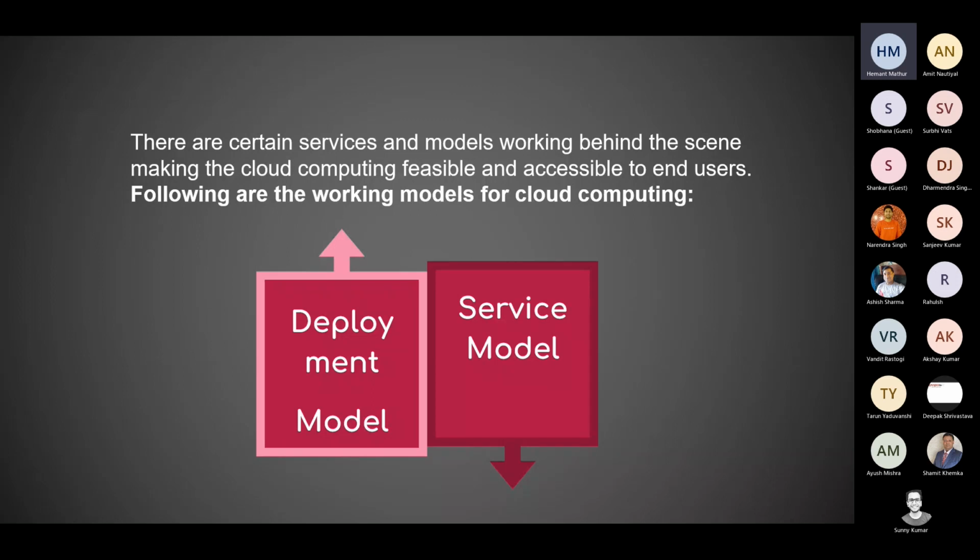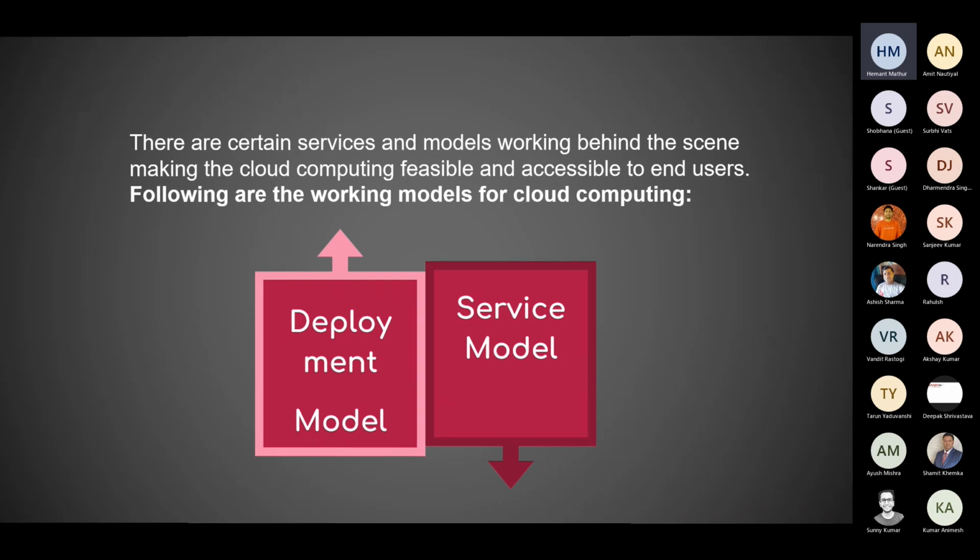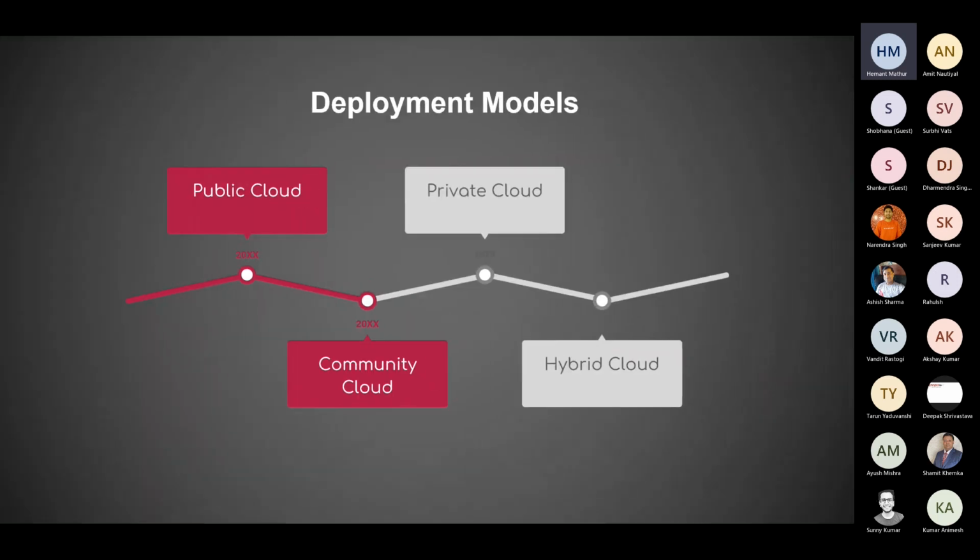So these are the two models that I was talking about, the PaaS, SaaS, and IaaS. These are the deployment model and the service model. The service model arguably talks about the SaaS, which is the software. Talking about deployment models, we have typically the public cloud and the private cloud, and then there is the hybrid cloud, which is a mix of private and public.